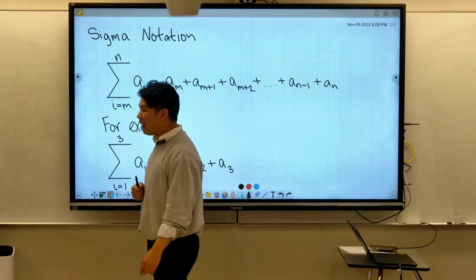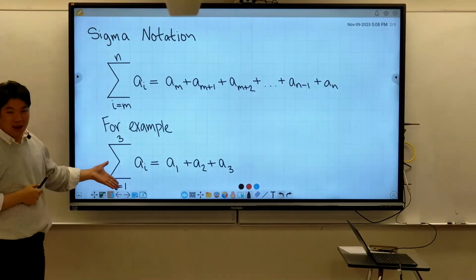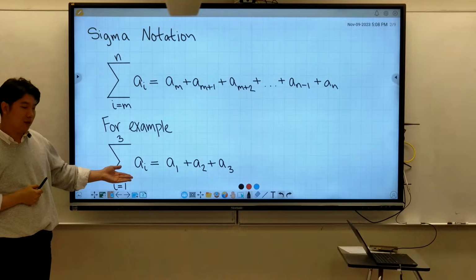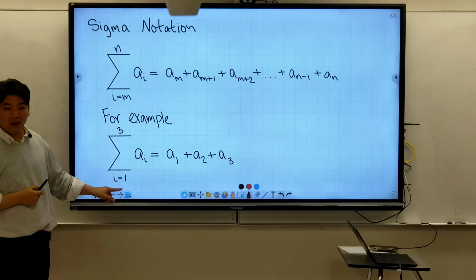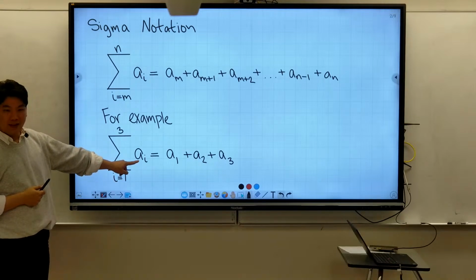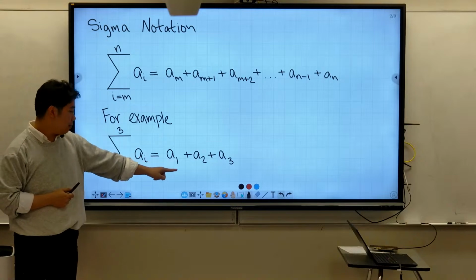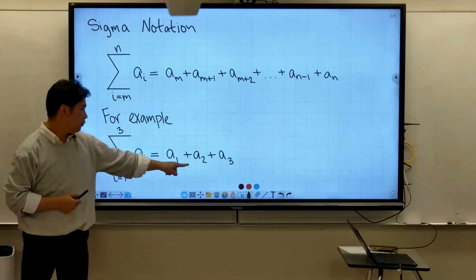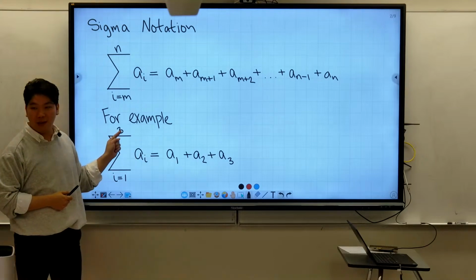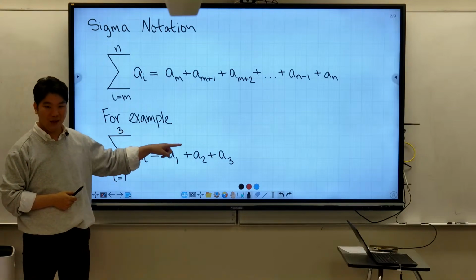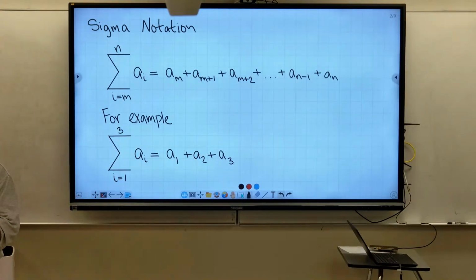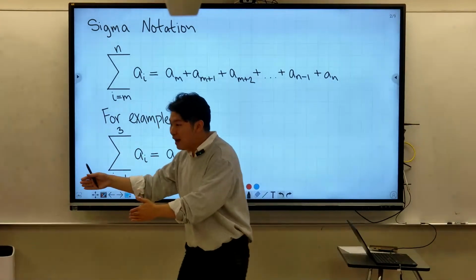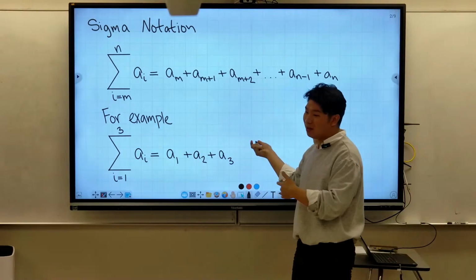To help us look at this, I have an example right here. This is the summation of a sub i. What is my starting index here? 1. That means I start by plugging 1 in for i, and I get A1. Plus, I go up to A2, and I keep going up until I reach this top number. So I have A1, A2, and then A3. I reach that top value. If it was, say, i equals -1, it would be A-1, A0, A1, all the way up to A3.